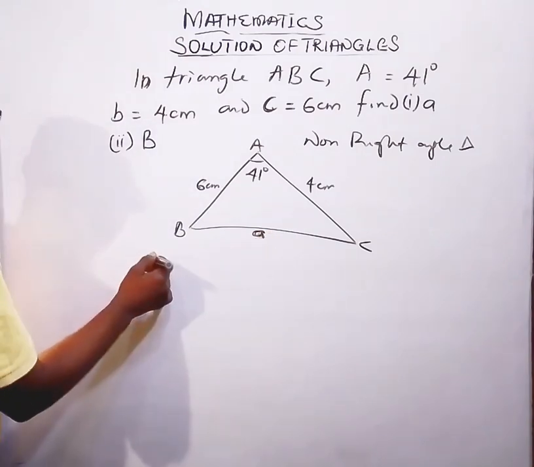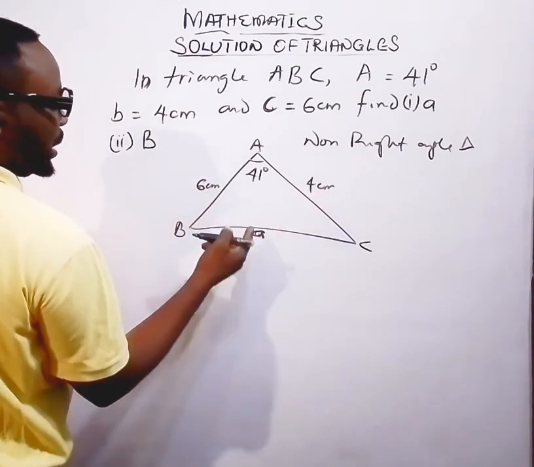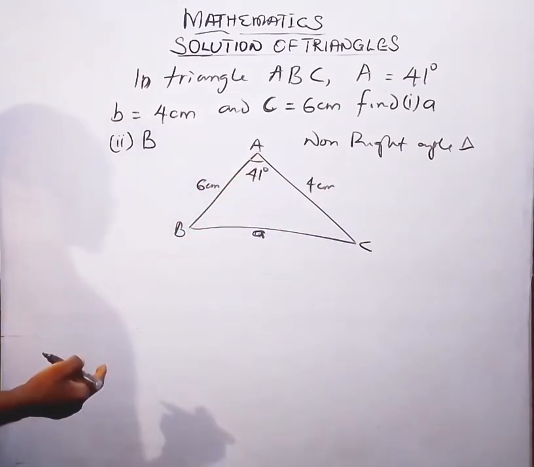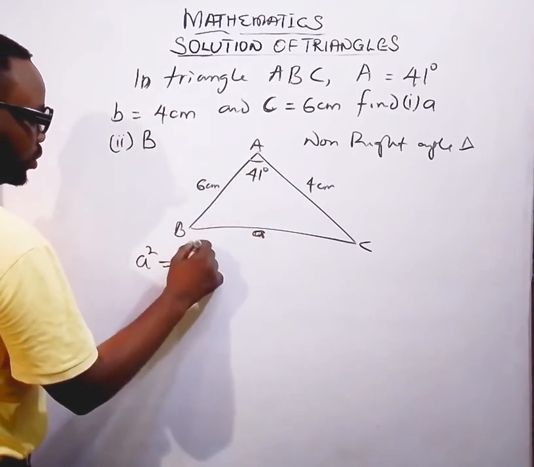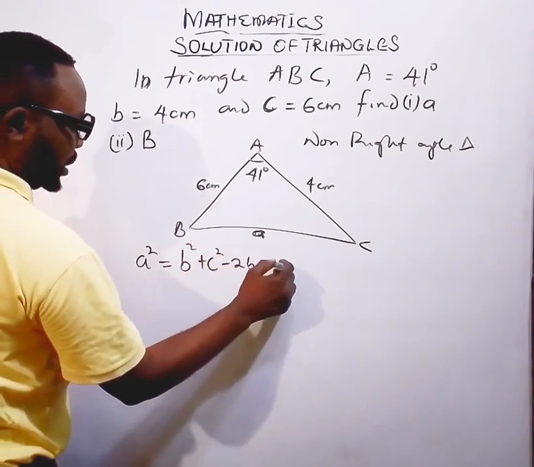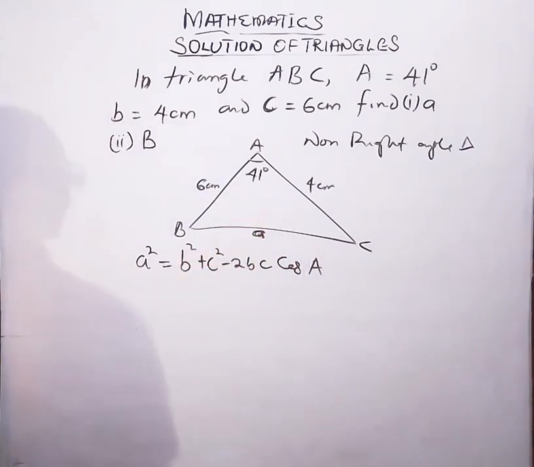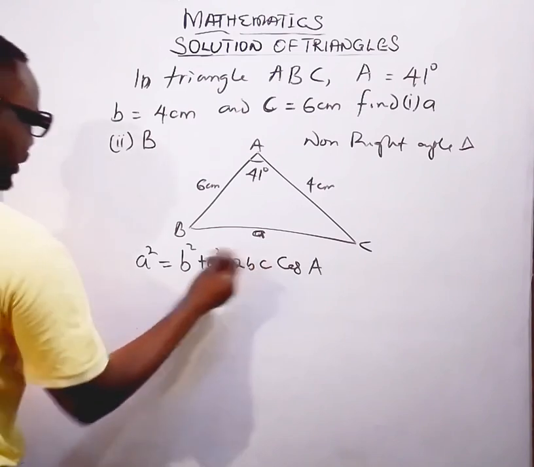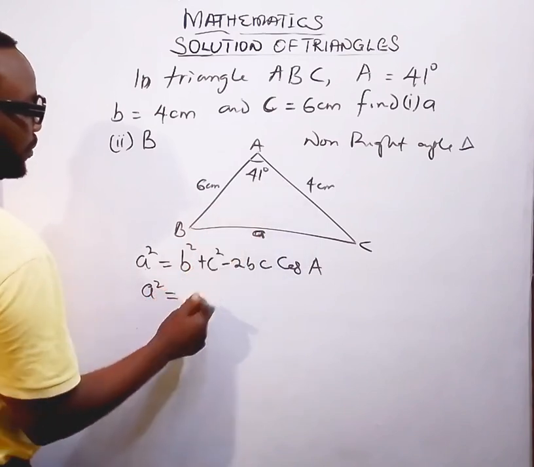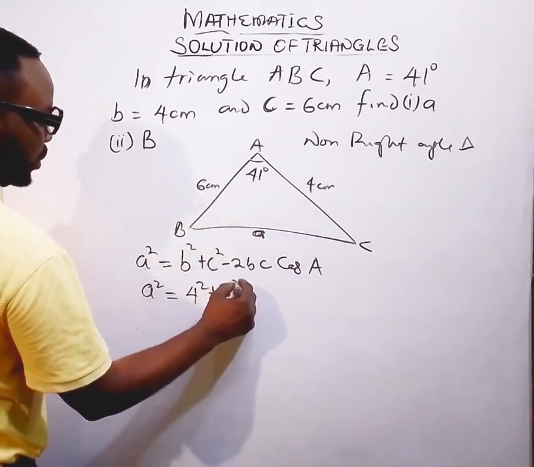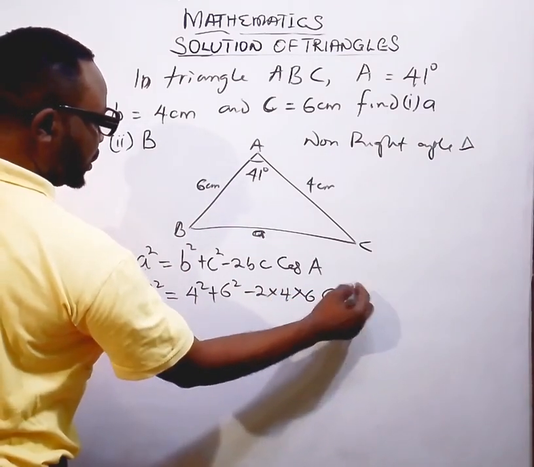Ordinarily, we can make use of this, since we have been provided with two sides and one angle. So we can make use of a squared is equal to b squared plus c squared minus 2bc cos A. We can use this method to simplify. We are going to have a squared equal to b squared, what's the value of b? 4 squared plus c squared minus 2 times 4 times 6 cos A.